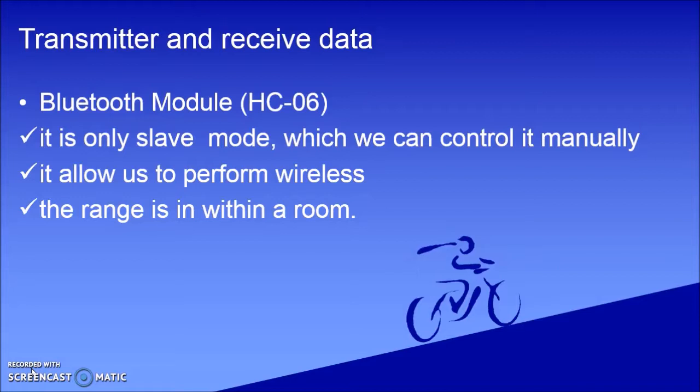To transmit and receive data between the robot and our computer, we use the Bluetooth module, the HC-06. The HC-06 is slave mode only, which we can control manually. The HC-06 allows us to communicate wirelessly, but the range is within a room.